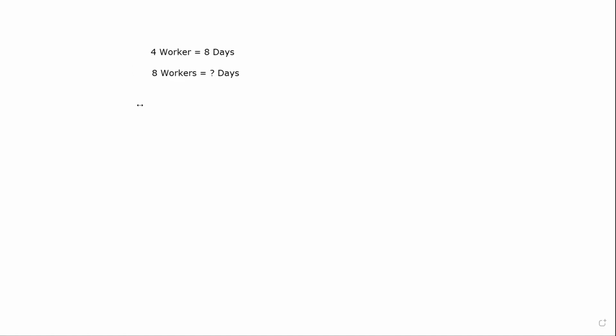Okay, we say that workers and days: when the number of workers increases, they will take fewer days to complete the work. This is inverse proportion, or an inverse relationship. And when the number of workers decreases, they will take more days to complete their work. Okay, that's it. It's very simple.